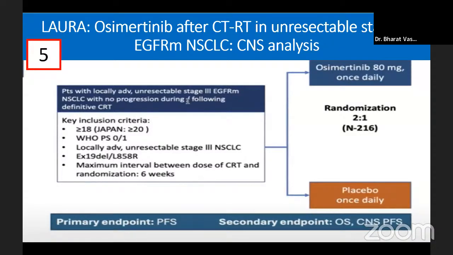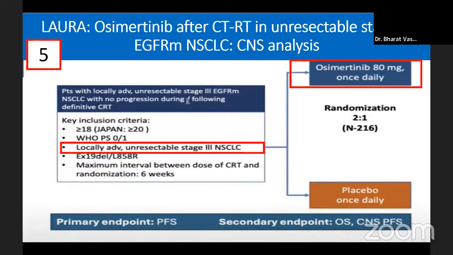LAURA is locally advanced, unresectable. Post-CTRT, you give osimertinib lifelong. Remember, it is not 3 years, it is still progression, versus placebo. So locally advanced, unresectable, stage 3, exon 19, 21, osimertinib was really till progression. Primary endpoint was PFS, secondary endpoint was OS.